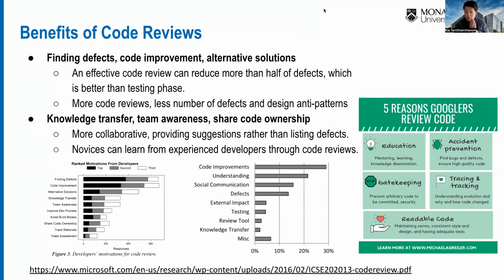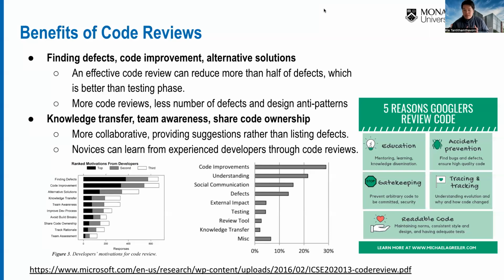But when we do the code review, even if we don't write any test cases, using humans, using our brain, we can still find bugs as well. And sometimes we can find more bugs than the testing process, right? They find that with more code review, we can discover fewer defects during production, and we can discover more design anti-patterns as well, right?